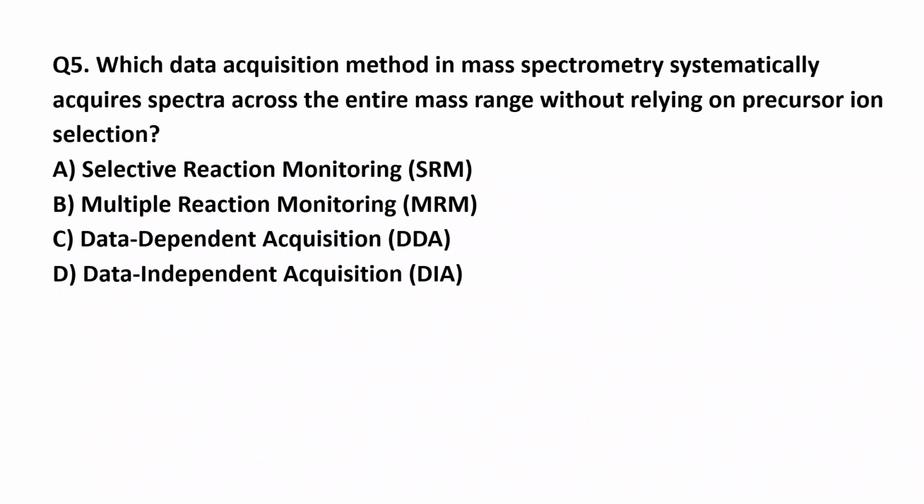Which data acquisition method in mass spectrometry systematically acquires spectra across the entire mass range without relying on precursor ion selection?